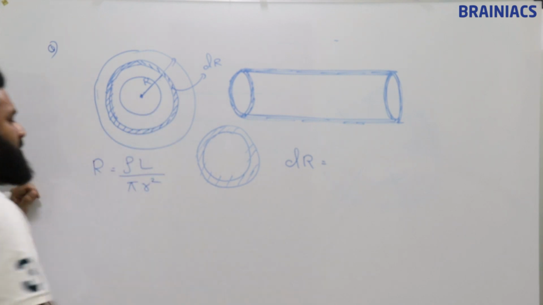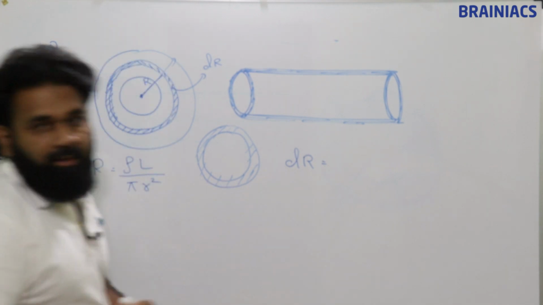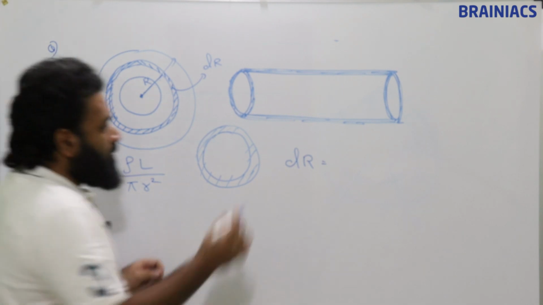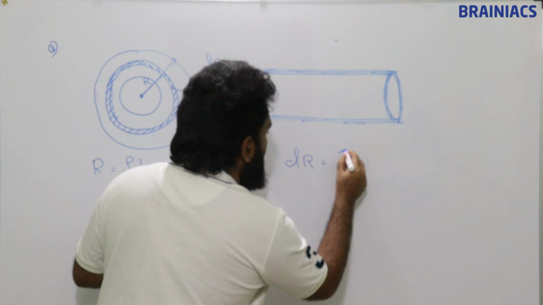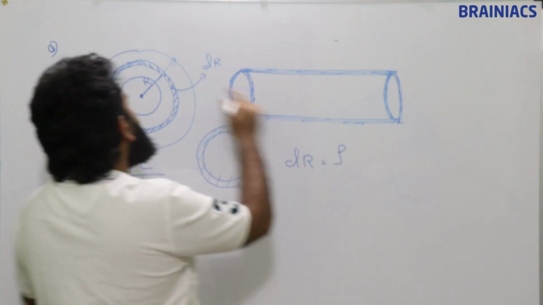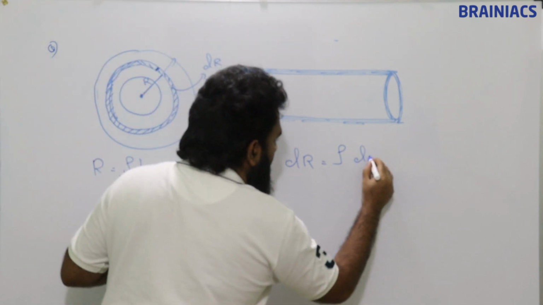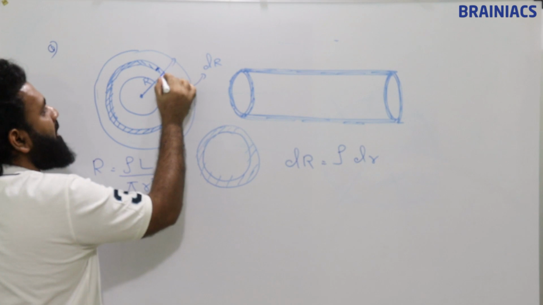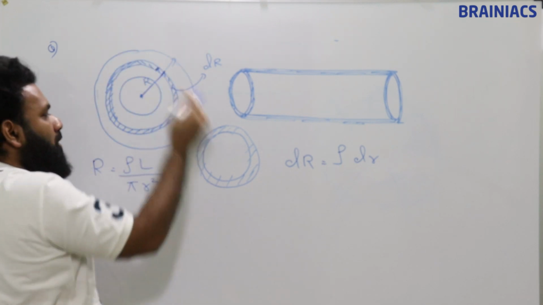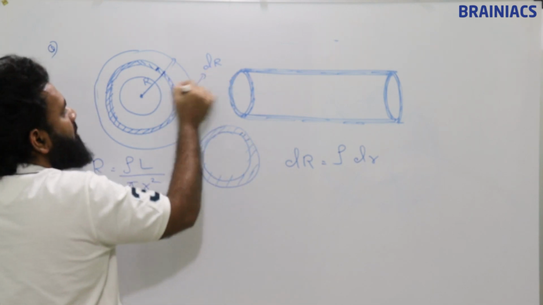Pi r square. This is what? Area. So here what will we write? Think and tell me. So here one thing is clear: rho is the resistivity. What is the length actually? We are taking this small strip, so rho dr. This is the length, correct? Current is moving in this direction. So this much small strip we are taking, so its length is actually dr.